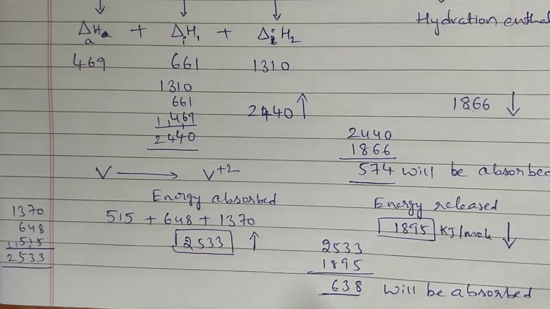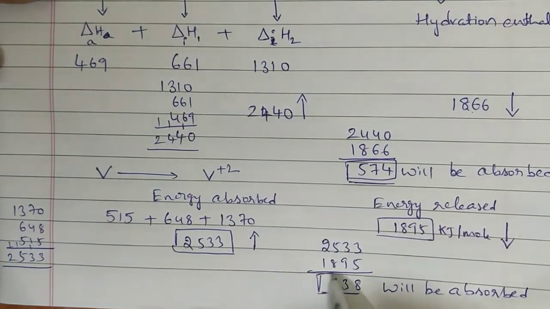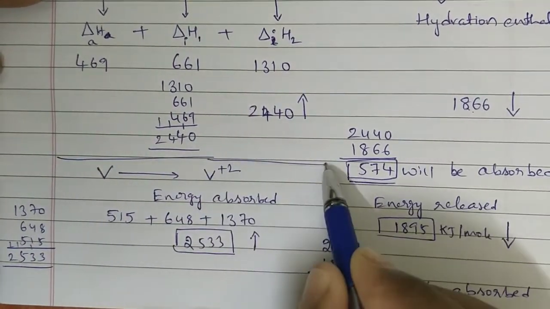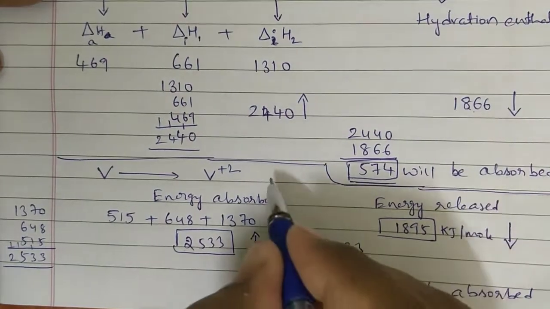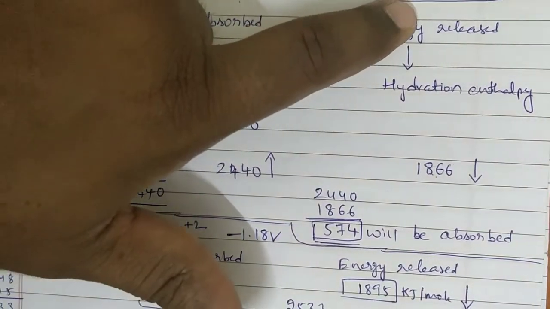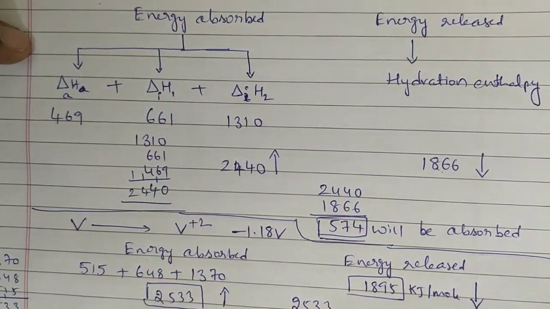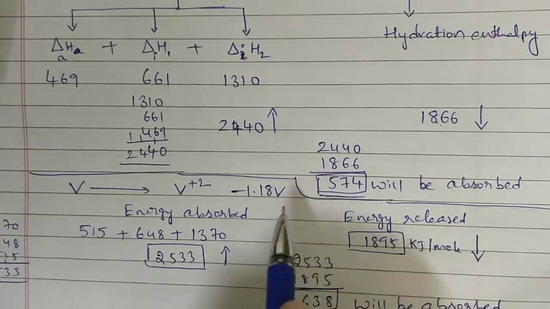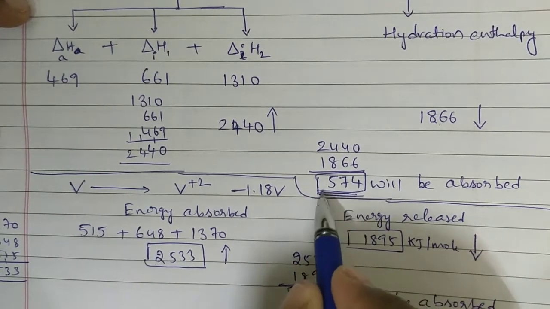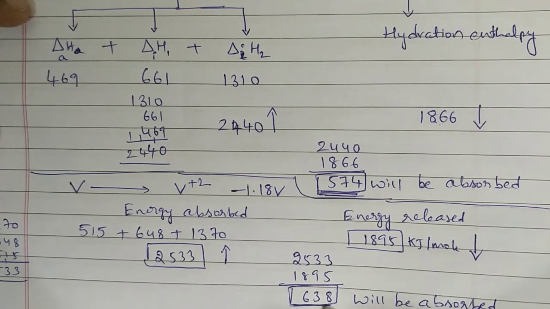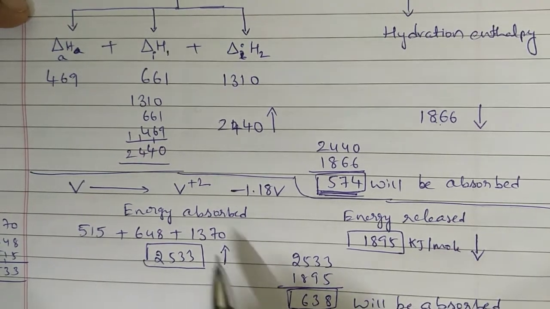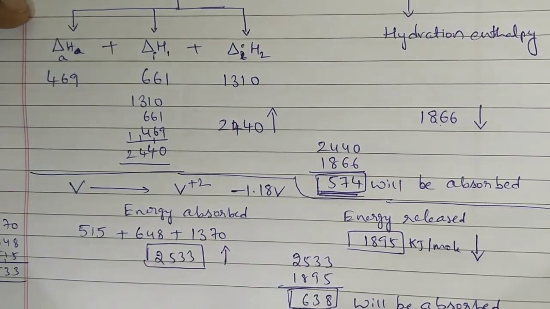Now let us compare titanium and vanadium. Before that, the E0 value of vanadium is minus 1.18 volts, and the E0 value of titanium is minus 1.63 volts. How much energy is required to convert titanium to Ti plus 2? 574. How much energy is required to convert vanadium to V plus 2? 638. Which one requires more energy? Vanadium. Conversion of vanadium to V plus 2 requires more energy.